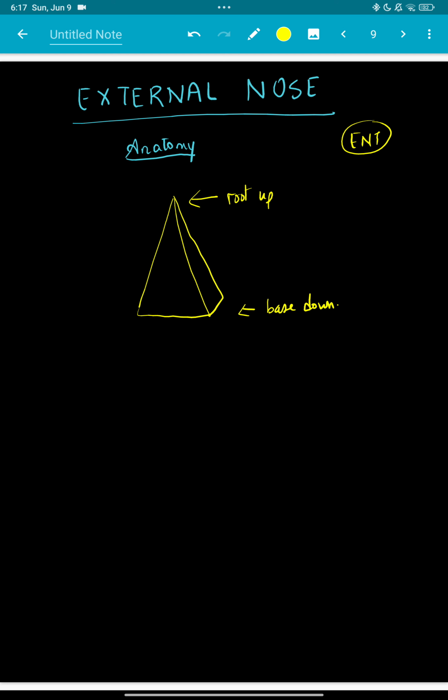Okay, this is the shape of the nose, and it consists of an osteocartilaginous framework, which is surrounded by muscle and then skin. Okay, it has an osteocartilaginous framework that is surrounded by muscle and skin. So first we come to the parts of the nose, externally.